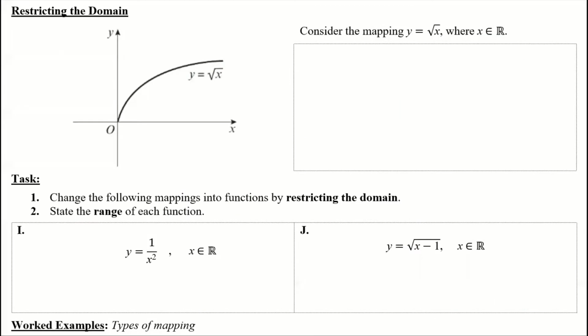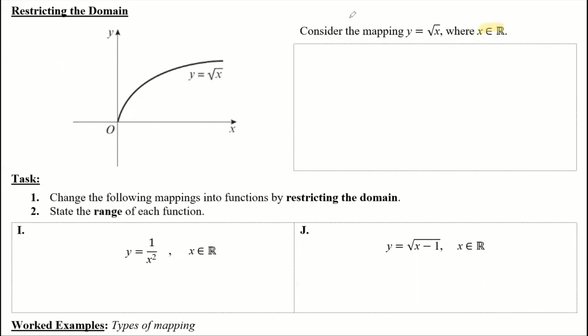All right, now we're just going to have a look at something called restricting the domain. And this is a really useful tool when we're working with functions. Now, in this instance, we've got a mapping, the square root of x. So y equals the square root of x. And we've defined the domain as all real numbers.